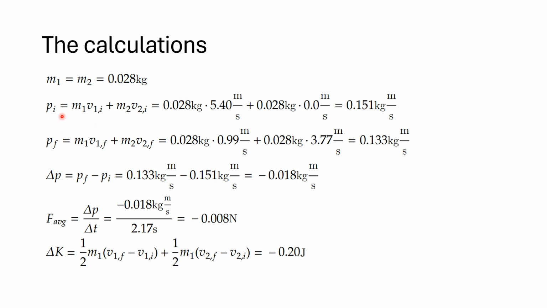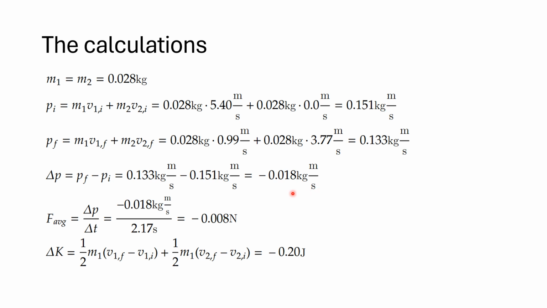All right, so the calculations here. Both balls had a mass of 0.028 kilograms, so they're pretty small. For the initial momentum, these are our vectors. However, we can just look at the x component of them, which is why all of these are scalar quantities, just because the balls are only moving in one direction. Taking the mass times the velocity of each of the balls and adding them together gets you 0.151 kilogram meters per second. Doing the same for the final velocities gives 0.133. So the change in momentum is 0.018.